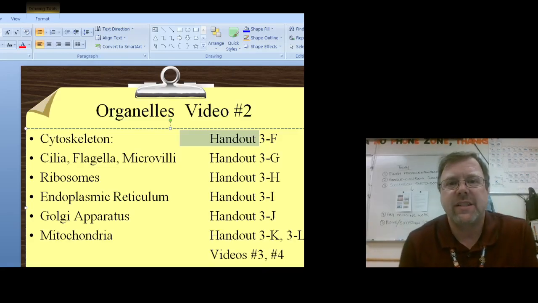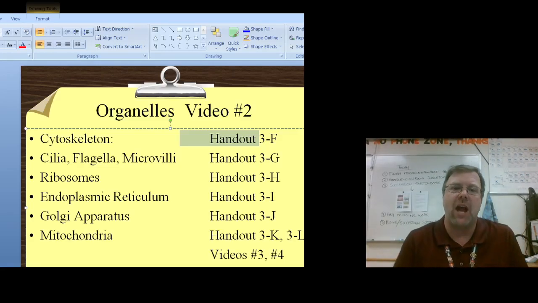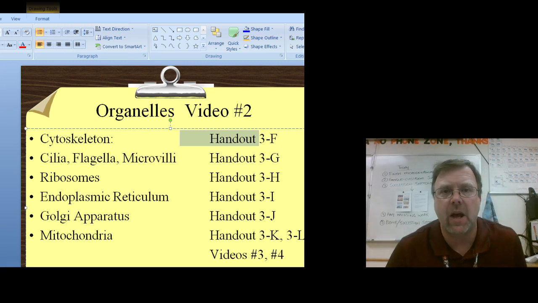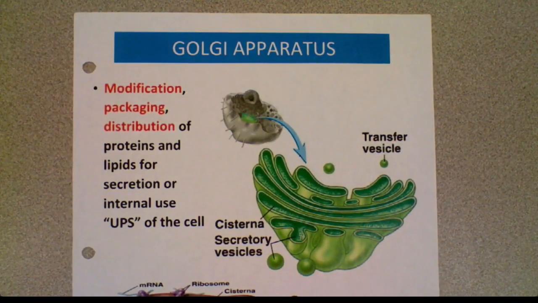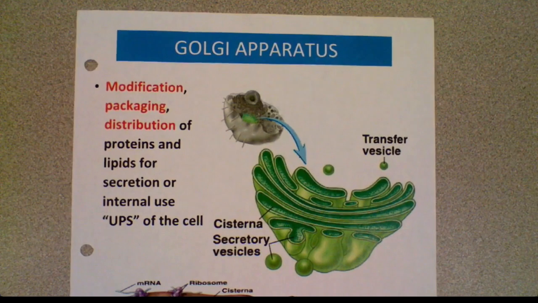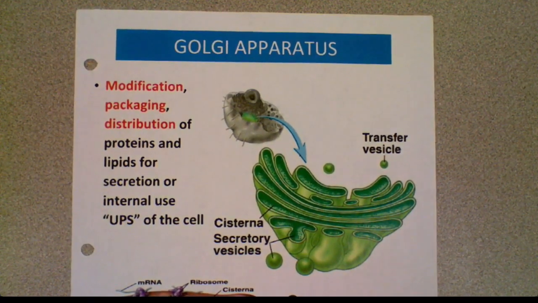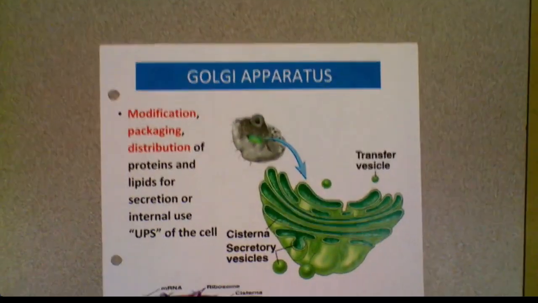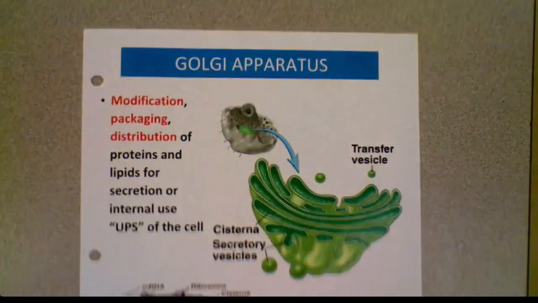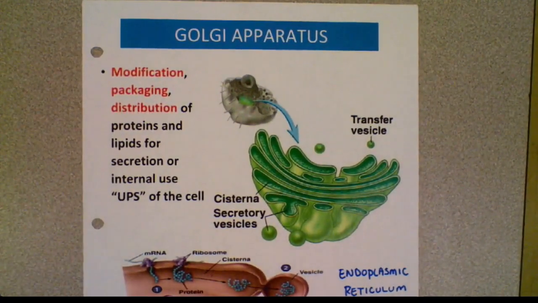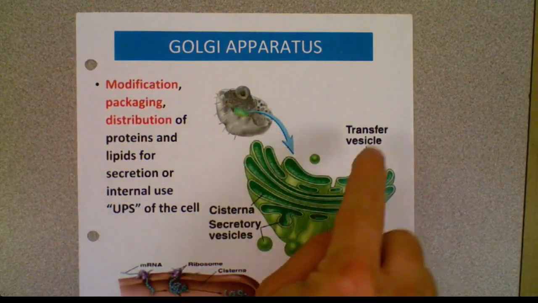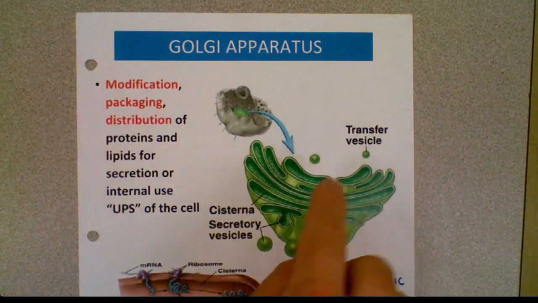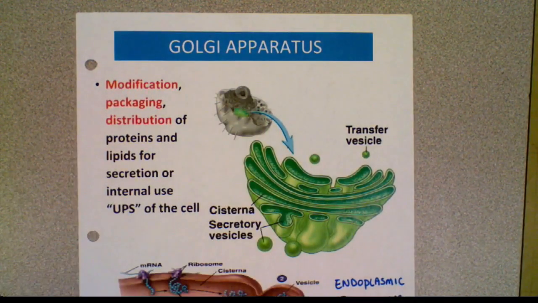Okay, our next organelle is called the Golgi Apparatus, and I've got a handout 3J for it. This is pretty easy and straightforward. The Golgi Apparatus kind of appears similar to our endoplasmic reticulum, and it's made up of folds of plasma membrane. So you got these folds of plasma membrane that make up the Golgi apparatus.